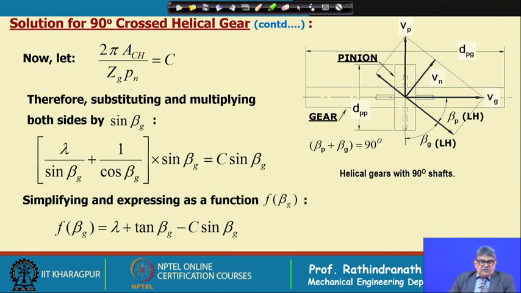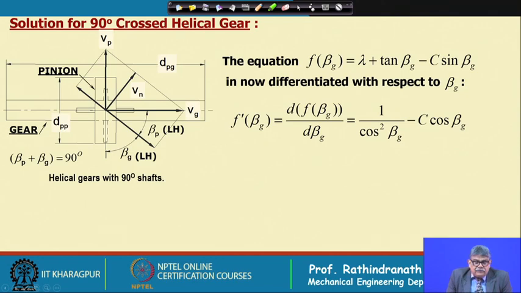And then as we are trying to solve this, we will express this as a function of beta g. So f of beta g is equal to lambda plus tan beta g minus C sin beta g. Then we differentiate with respect to beta g, that is the helix angle of gear. This we express as f dash of beta g, which is nothing but d of f of beta g divided by d beta g, which becomes 1 by cos square beta g minus C into cos beta g. So this is a standard differentiating process, and I think you understand.